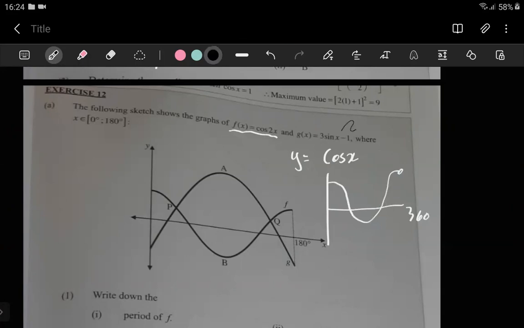And then we also know that this will be 90. This will be 270. In the middle here will be 180. This here will be 0. This is stuff that you can safely say you know, right? And then up here we know it's a positive 1. Down here we know it's negative 1. This is a standard graph.